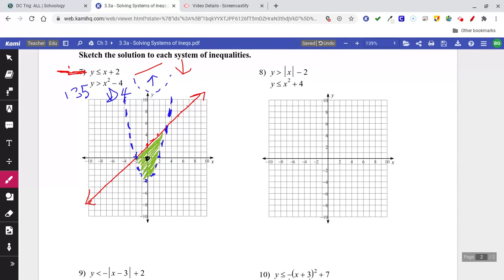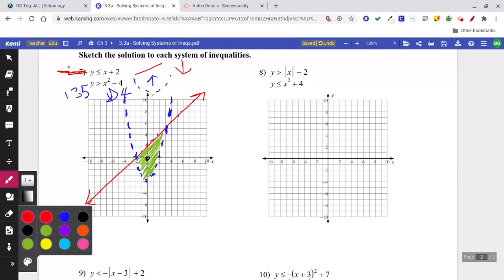Moving on, number 8. Number 8, you should recognize that that's going to be a V shape. Specifically, it's going to be a dotted V shape because it says greater than. Greater than, dotted V shape, and we're going to shade above. So let's go ahead and do that. You shift down, and then you give it its 1, 1, 1 pattern. So we're going up 1, right 1, up 1, right 1. And this other way as well, up 1, right 1. And we're going to shade up, but I would hold off on that.